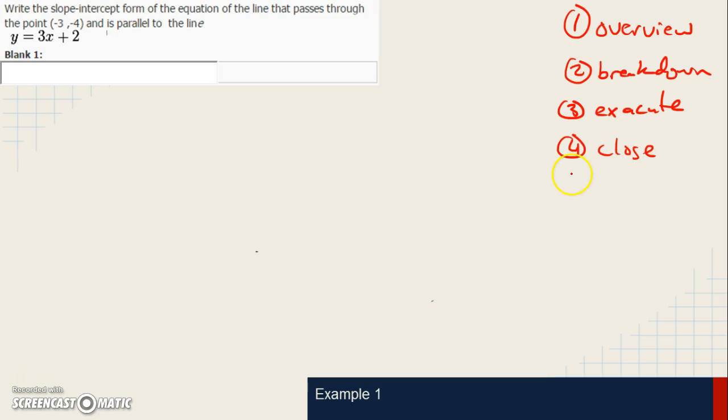And overviewing the problem is the most important part, because if you don't understand what the problem is about and you don't understand what it's asking for, there's no way you're going to come up with an adequate solution.